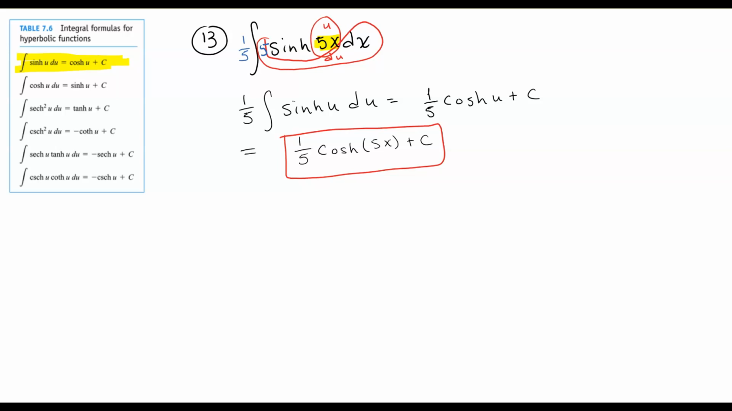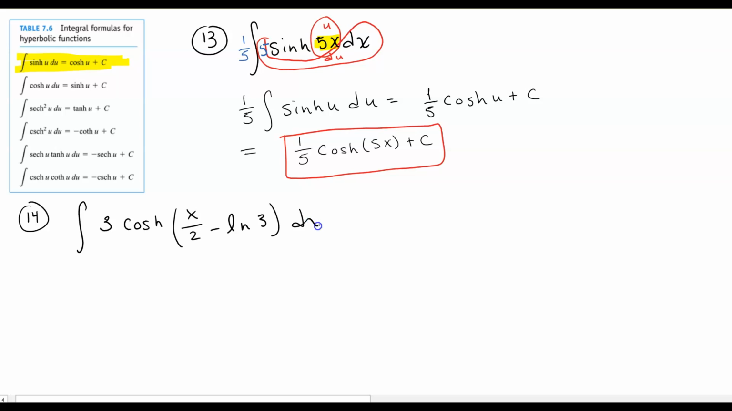Okay, so let's go ahead and take a look at one more example here. We'll call this one number 14. This one will be the integral of 3 times the cosh of, let's say, x over 2 minus the natural log of 3 dx. This one may look a little bit nasty because you start seeing, oh boy, there's a natural log. The natural log of 3 is a constant. Okay, so there's really nothing to it.